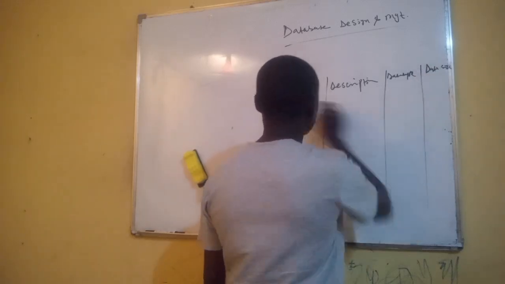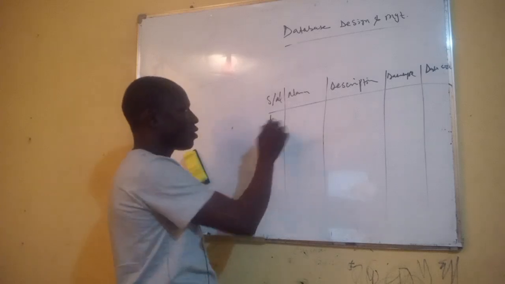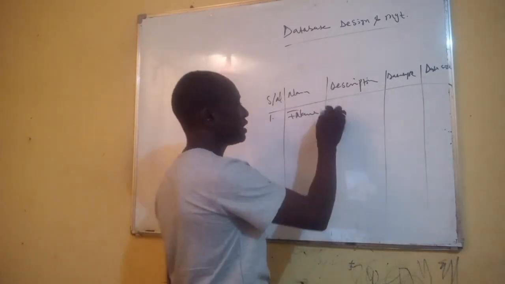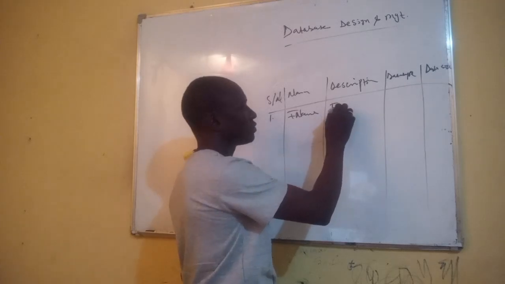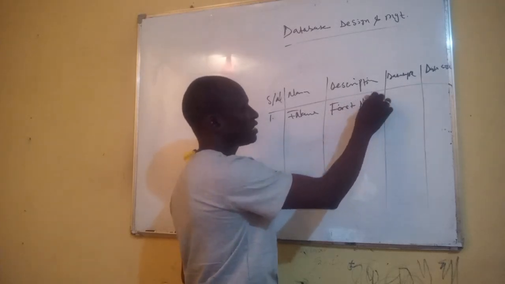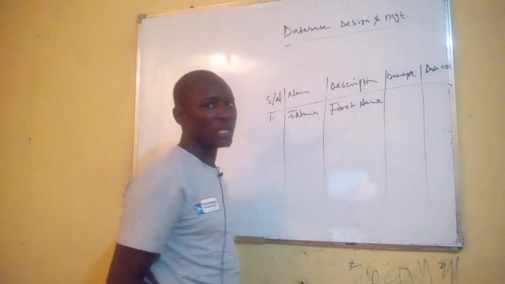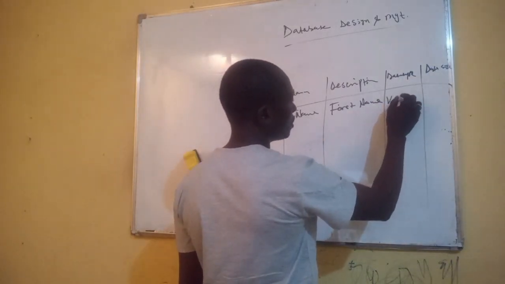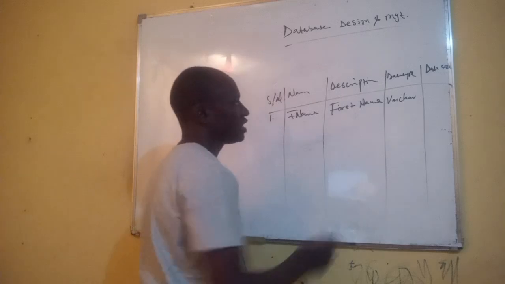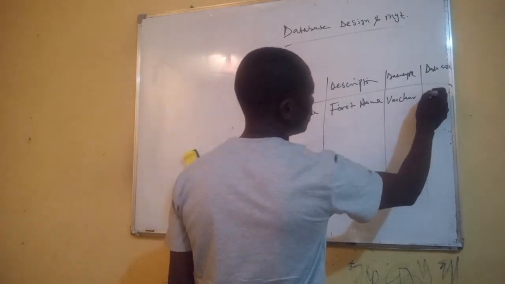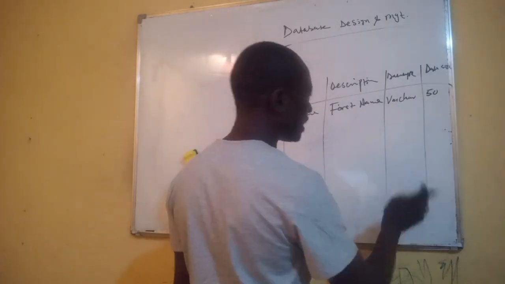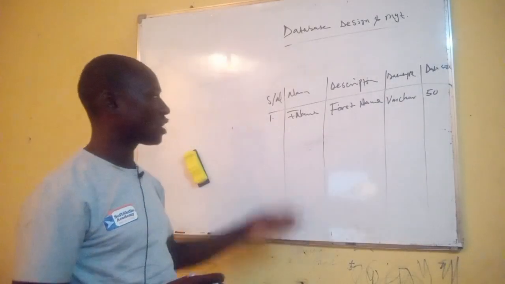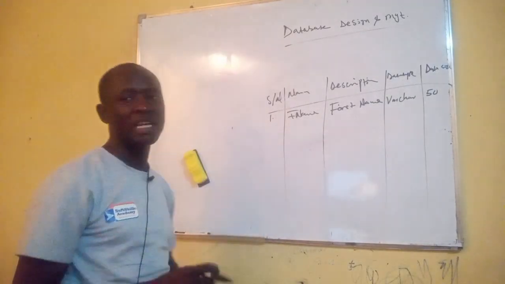Here, assuming in serial number one, we have first name, and the description of this FN is first name. You can go further to explain this. And the data type is going to be varchar, and the data size might be 50 length or 25 length, just be specific. So this is how you can go about creating this data dictionary at this level.